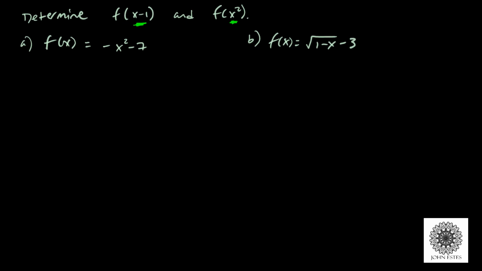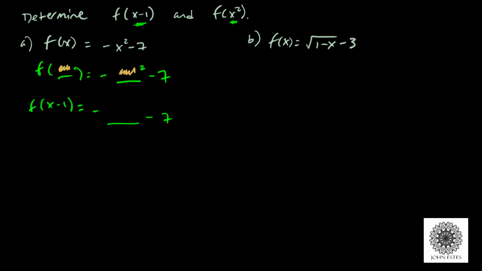So remember, it may be useful to write your function as f of something equals negative something squared minus 7. And whatever you plug into your box here has to go into all of the boxes. If you plugged in coyote, f of coyote would be negative coyote squared minus 7. Alright, so now if I want to know f of x minus 1, that means I need to replace all the x's with x minus 1.